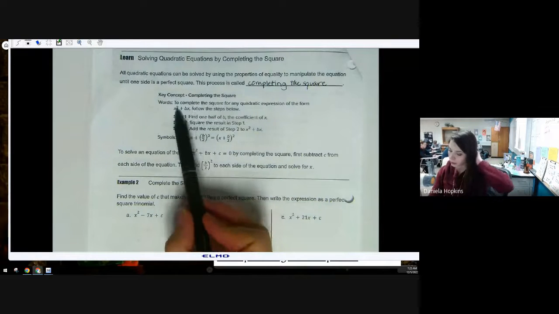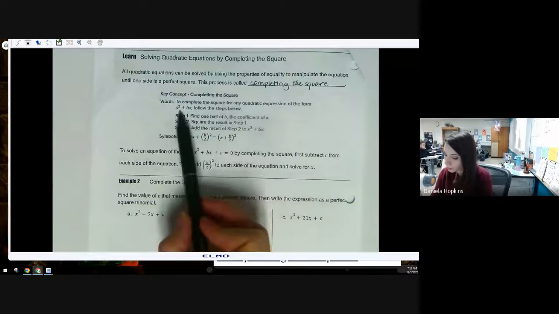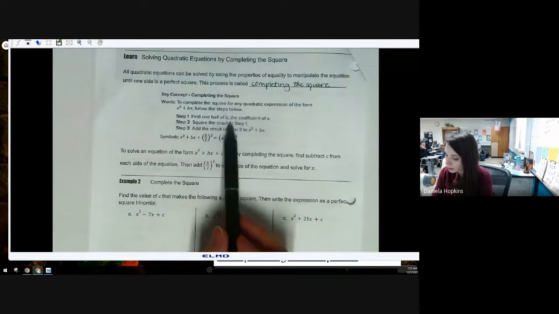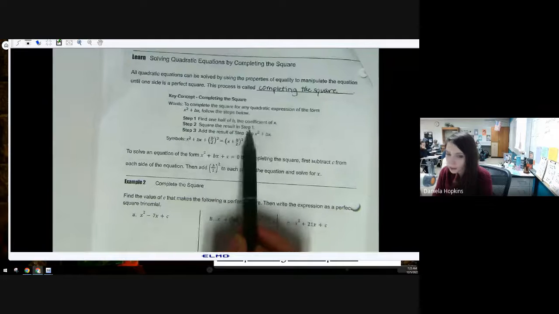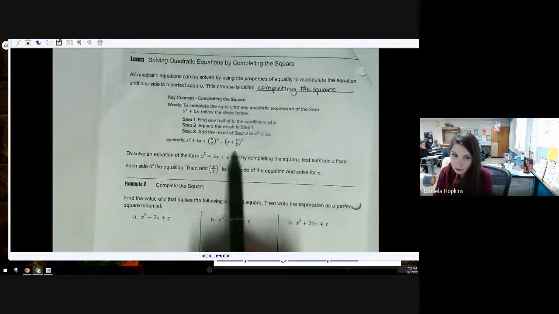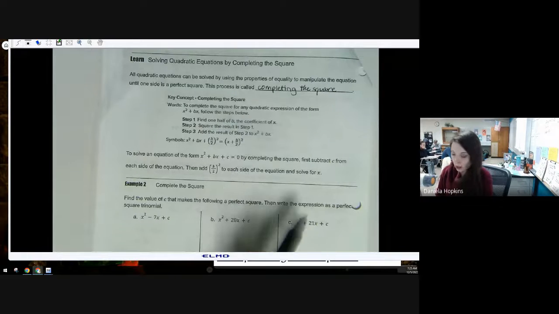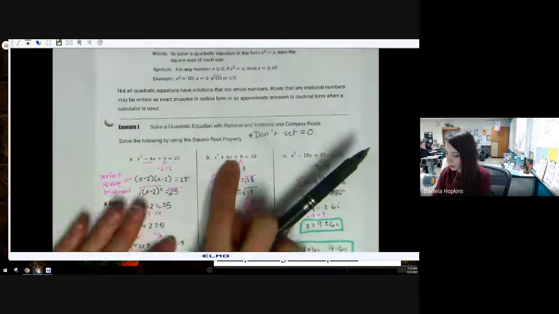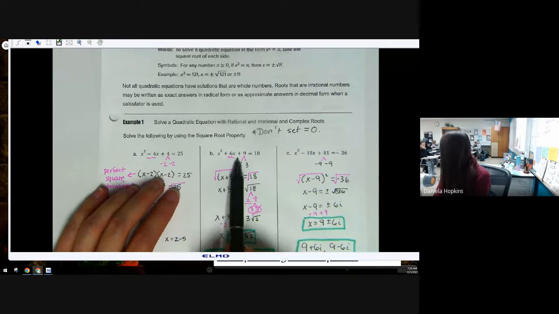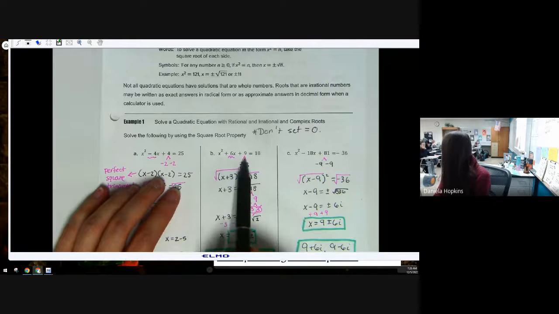So the steps here, to complete the square for any quadratic expression of the form x squared plus bx, follow the steps below. So the idea is that you're going to have to find 1/2 of b, the coefficient of x, square the result in step 1, and add the results of step 2 to x squared plus bx. And then they give you these crazy symbols here that's just kind of confusing. What that means is, if you look back here, 6, right? 1/2 of 6 would be 3. And if you squared it, you get 9. That makes a perfect square trinomial. So that's what it's saying. And I think that'll be more clear as we go through it a couple times.